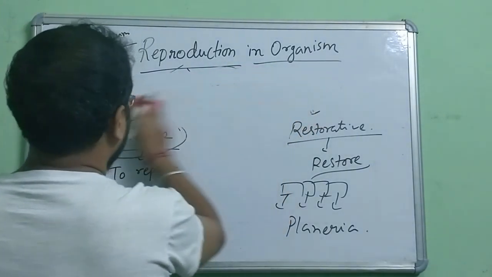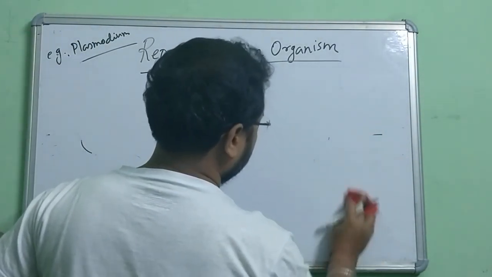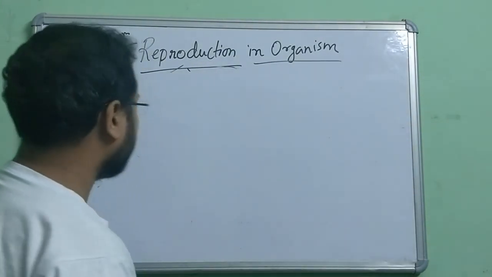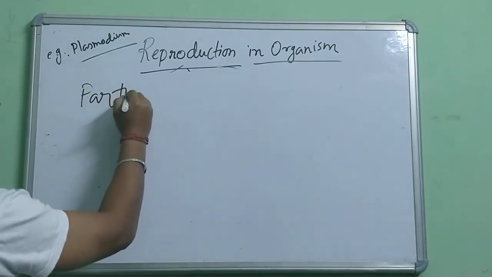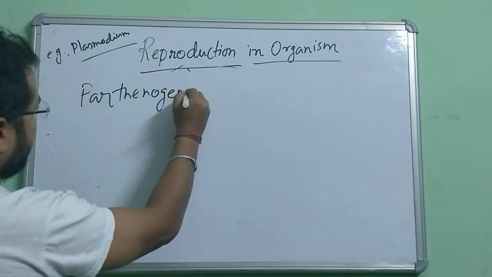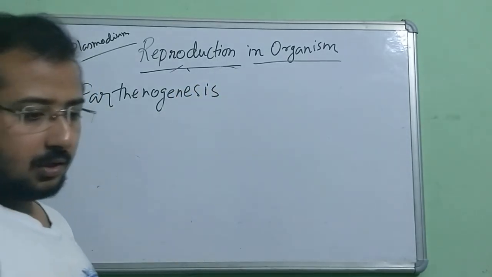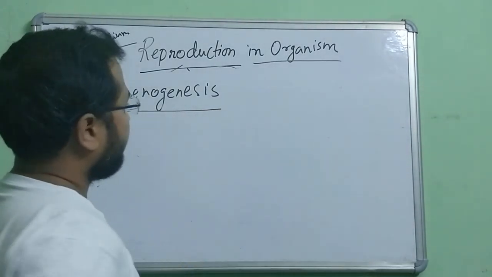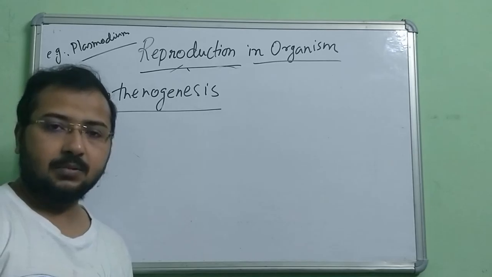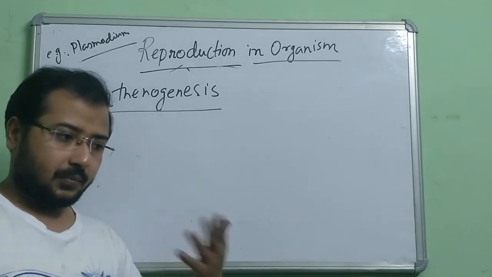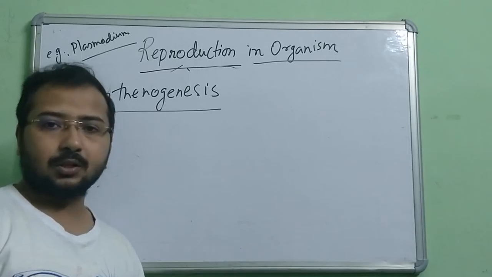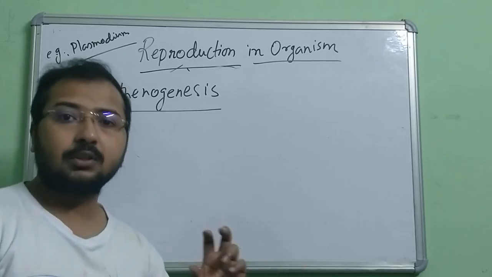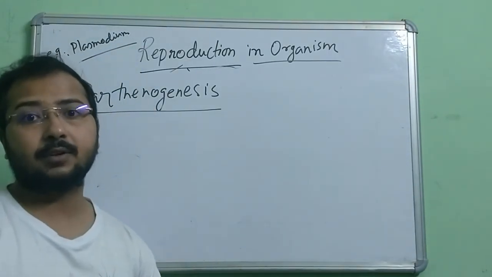Now, after regeneration, I'm going to start the next asexual reproductive mode, that is parthenogenesis, which is very, very important. Parthenogenesis. Maybe some of us know the definition of this. Parthenogenesis is a process or mechanism where the organism gives rise to the new generation without the fertilization of the egg cell, without fertilization.